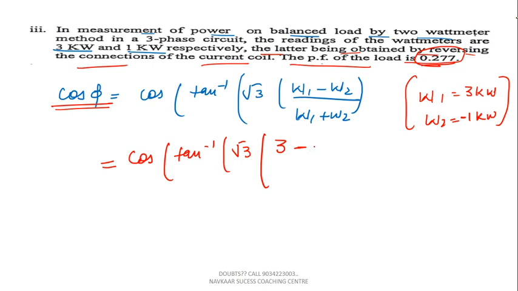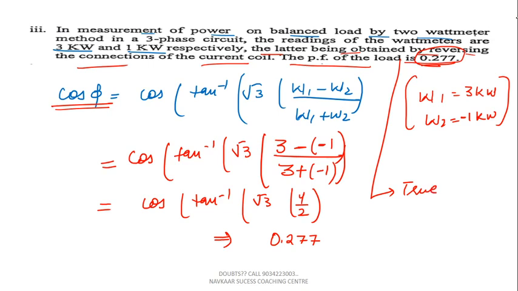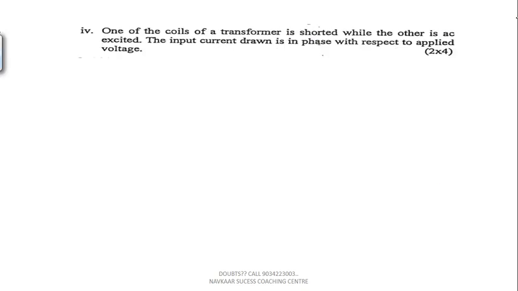Minus WT is how much? Minus 1. So minus 1 divided by 3 plus then minus 1. Okay, I just put down the formula. Cos of tan inverse root 3, then its value would be 4 divided by 2. If you solve this completely, then you will get only 0.277. So it means its answer is true. Okay, now move to the next question.